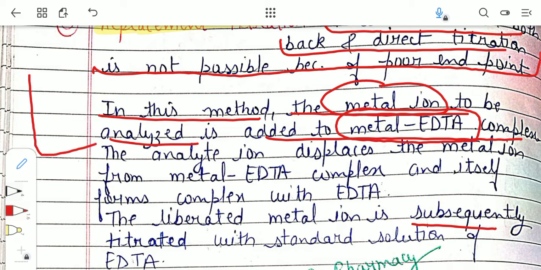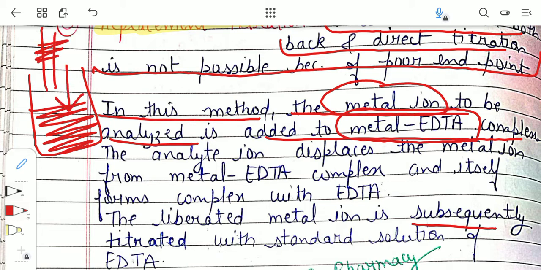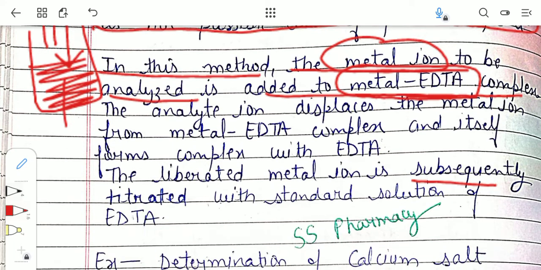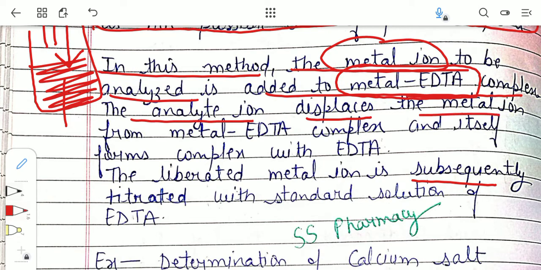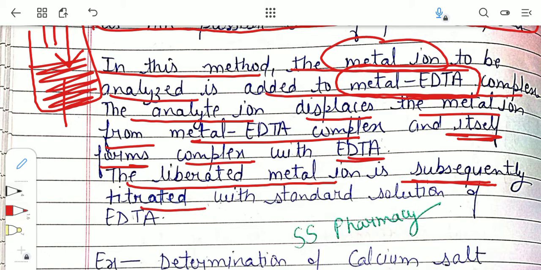For example, in a beaker we have taken the metal EDTA complex, and the metal ion which we have to analyze, we will add into this metal EDTA complex, and this metal ion will replace the metal ion from this complex, and itself it will form a complex with the EDTA. If you do not understand this now, you will understand it in a few minutes when we talk about an example. The analyte ion displaces the metal ion from the metal EDTA complex, and itself forms a complex with the EDTA, and then the liberated metal ion is subsequently titrated with standard solution of EDTA. Let us see an example in order to understand how exactly the replacement titration works.